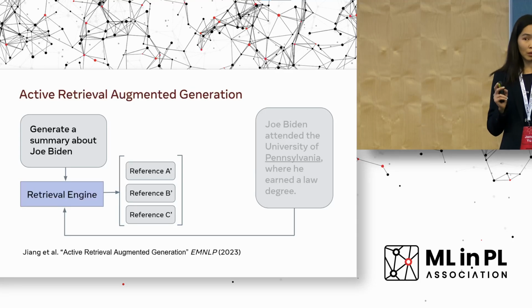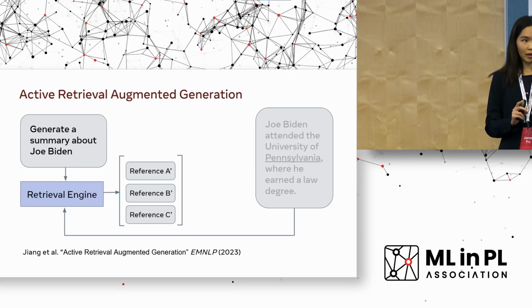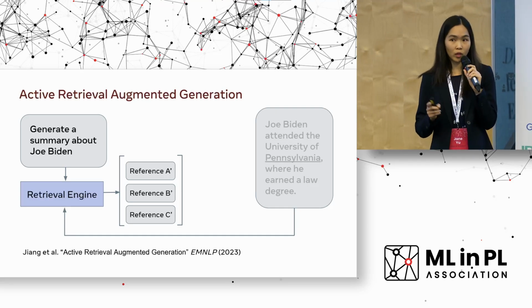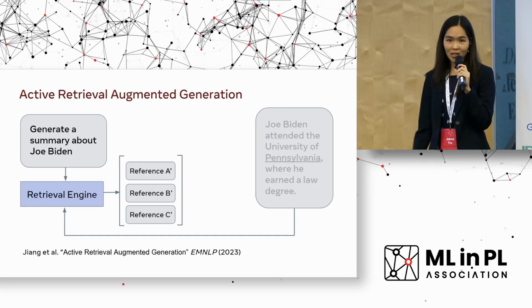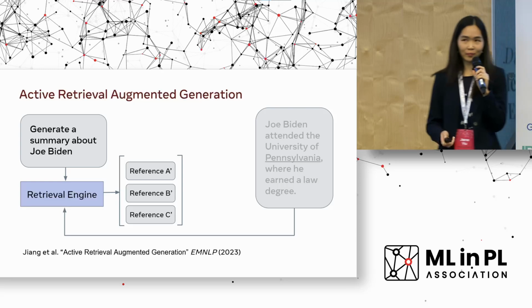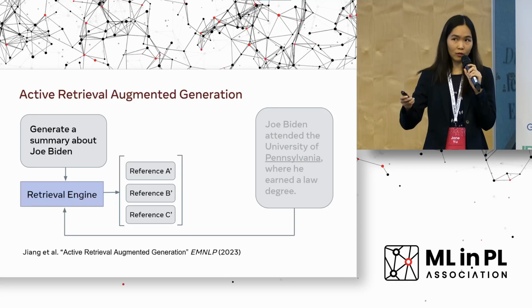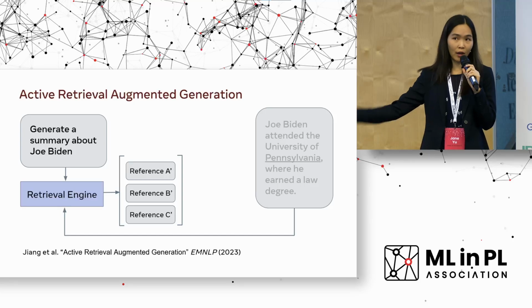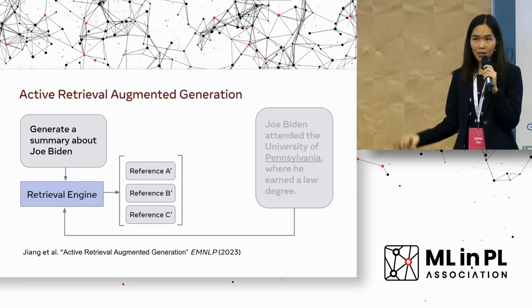And the reason we mask that out when we do retrieval is because in the event that Pennsylvania is not correct, we don't want to go snooping around for references that reinforce that misinformation. We want to look for more information about where he actually went to the university. And so we do the retrieval with that generated text, with the masked out low probability stuff, and we get references A prime, B prime, and C prime.